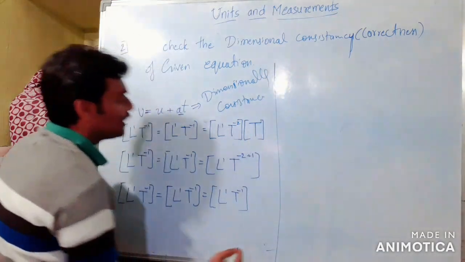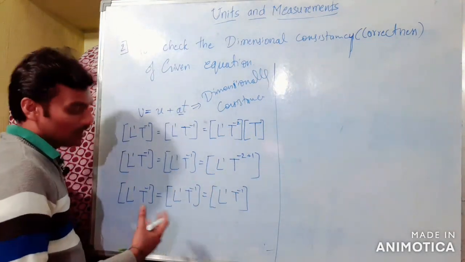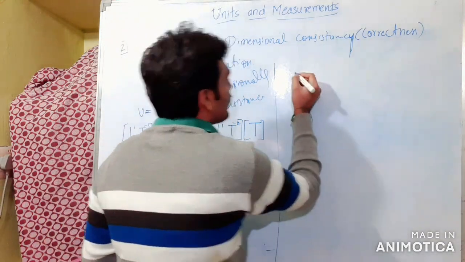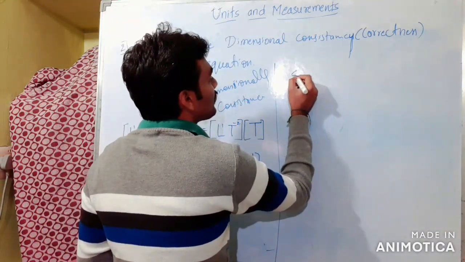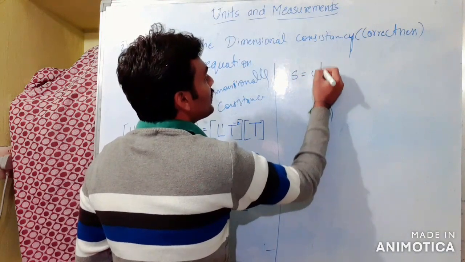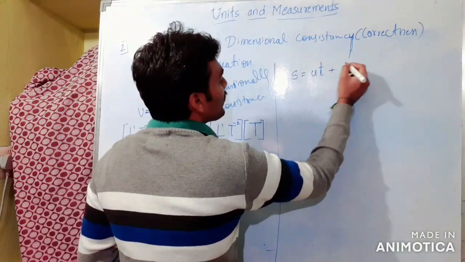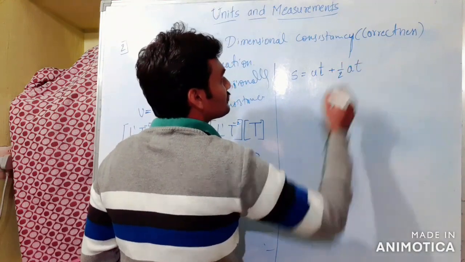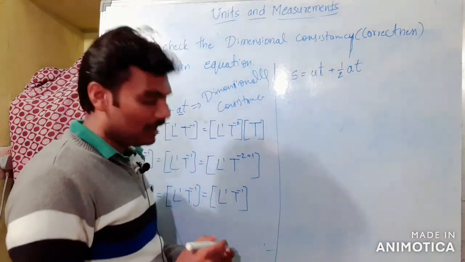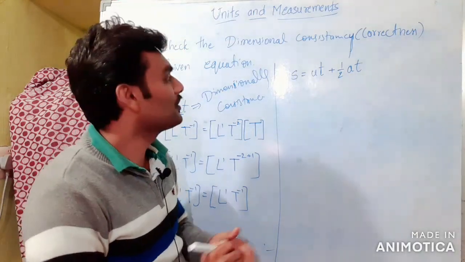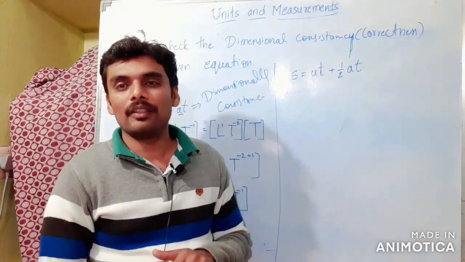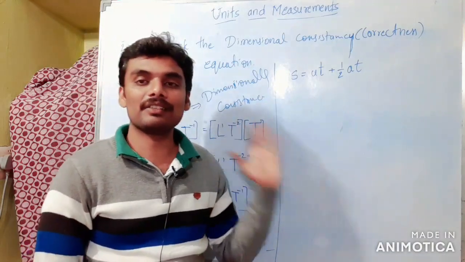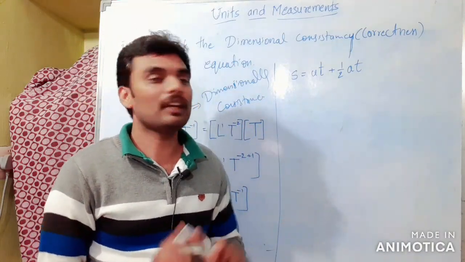Moving ahead, let me take one more equation of this kind, okay, and check the dimensional consistency. Say I have an equation, say S is equal to ut plus half at, okay, ut plus half at. If I have such an equation, S is equal to ut plus half at, then now I need to check whether this equation is dimensionally consistent or not. Okay, let us check it.